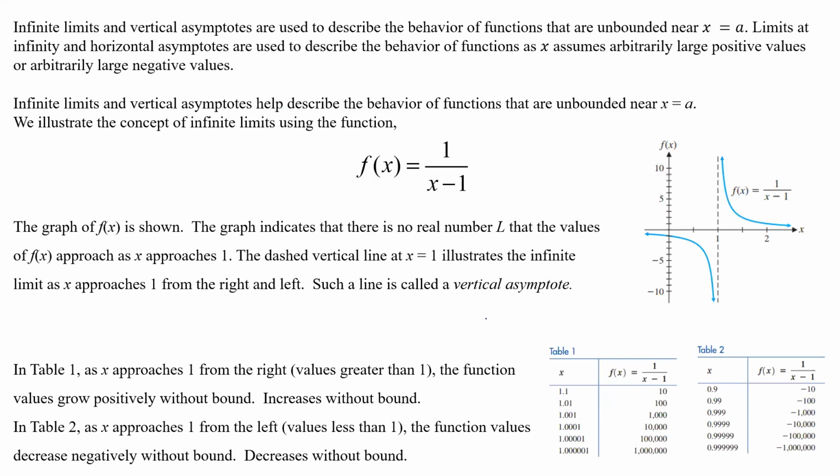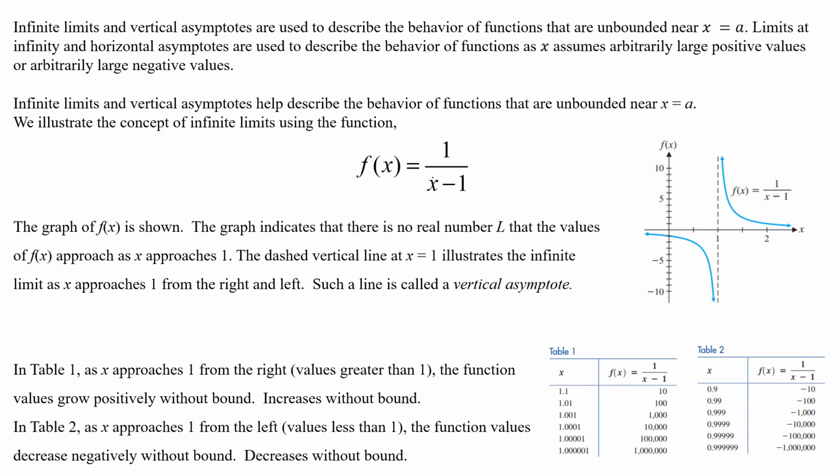Infinite limits and vertical asymptotes are used to describe the behavior of functions that are unbounded near x equals some value a. Now, the limits at infinity and horizontal asymptotes are used to describe the behavior of functions as x assumes arbitrarily large positive values or large negative values. Now, infinite limits and vertical asymptotes help describe the behavior of functions that are unbounded near that x equals a value. Now, we illustrate this with the function f of x is 1 over x minus 1.